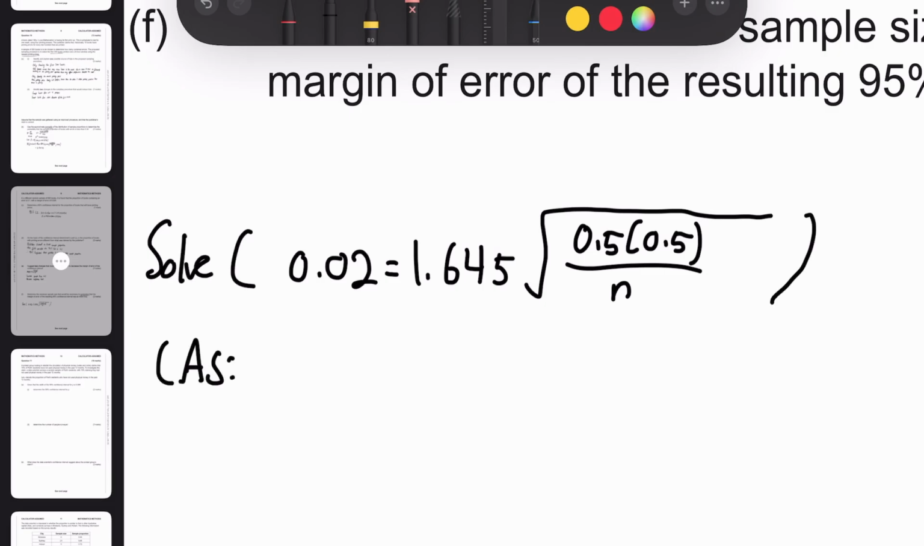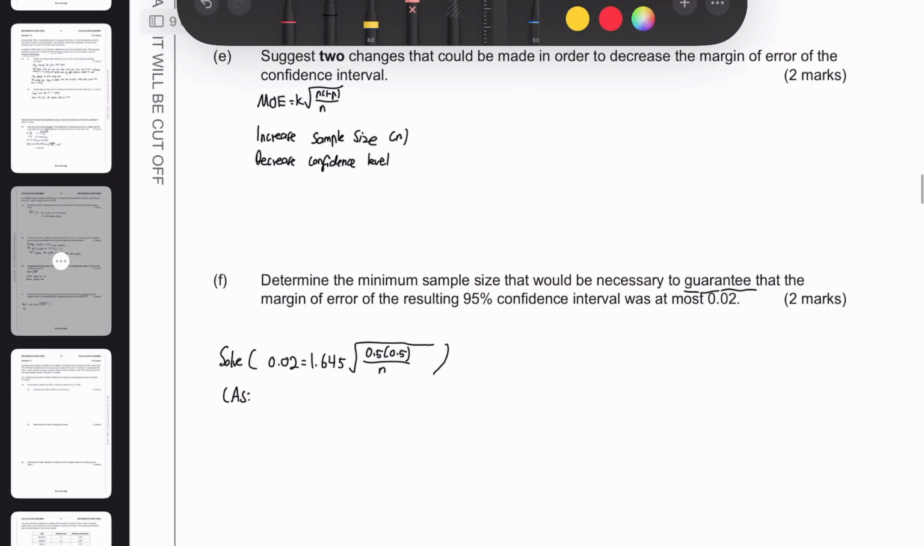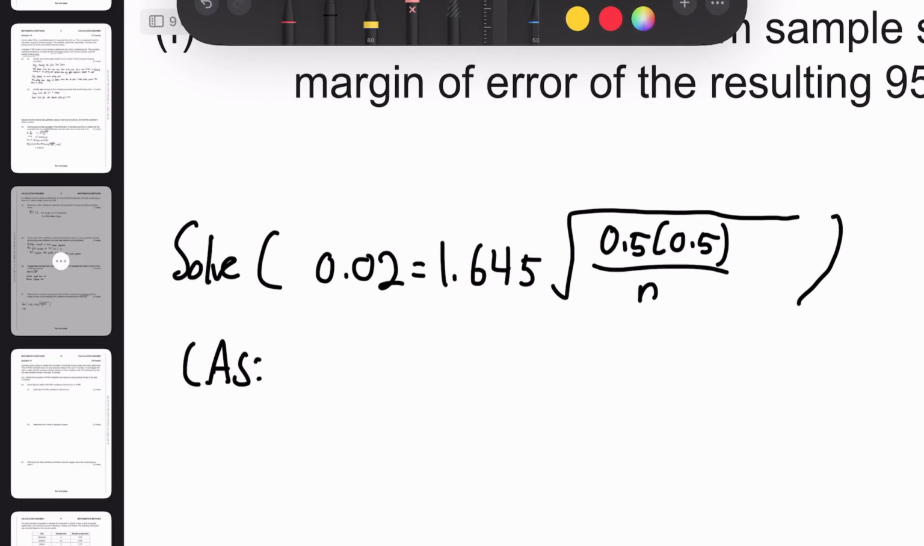So for CAS, let's see, 0.02 is equal to 1.645 times the square root of 0.5 squared divided by x. Oh, the 95% confidence interval is 1.96. There we go. So then here we have an exact number: n is equal to 2401. And all right, cool. Yes, that is the answer.